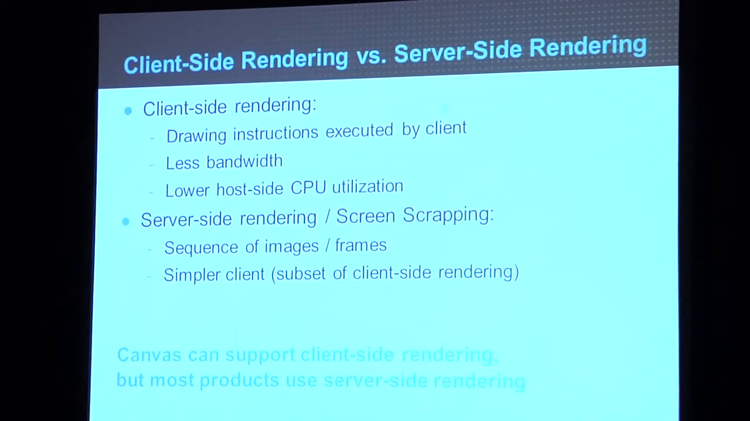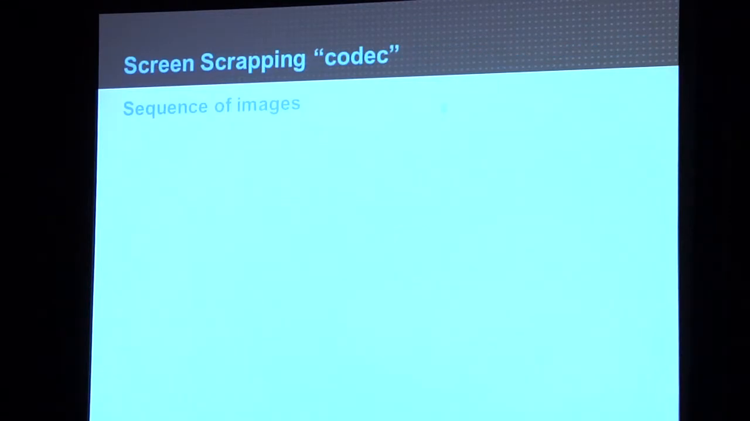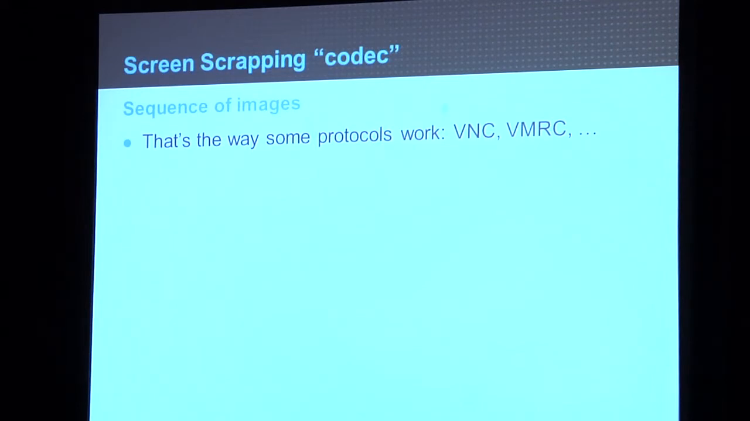But the fact is that most of the existing products that I'm familiar with actually use server-side rendering, effectively just sending images down and drawing them onto the canvas. So, going to the screen scraping codec, that's the way that most protocols work. If you look at a protocol like VNC, that's just a sequence of images, PNGs, JPEGs, that's it. It's easier to implement because you get the image, you draw it. It's very simple. The client, in that regard, becomes very, very simple.